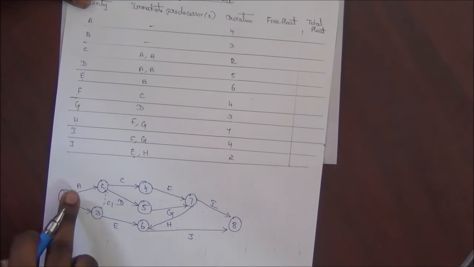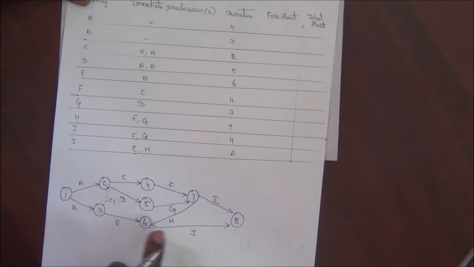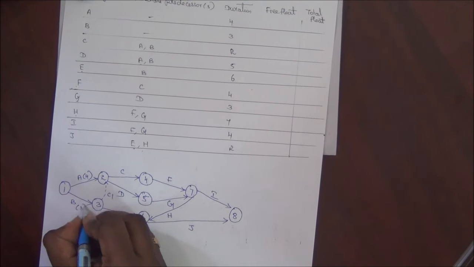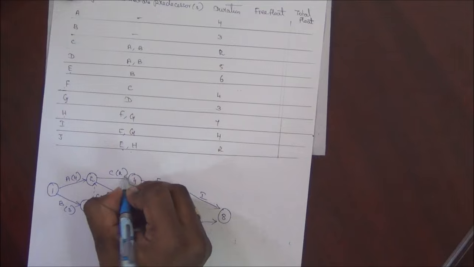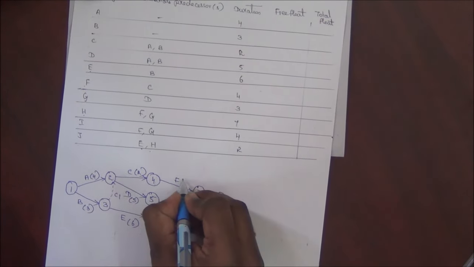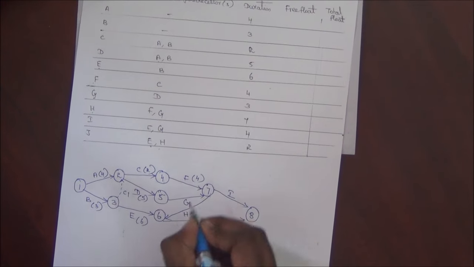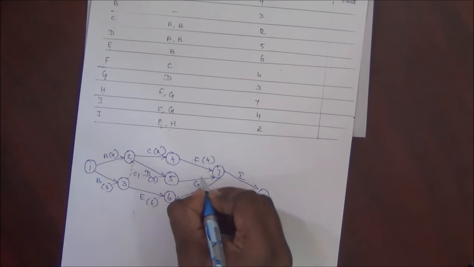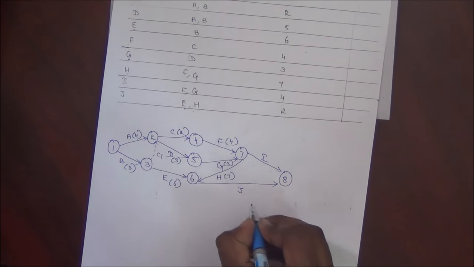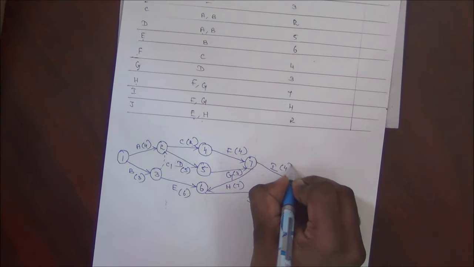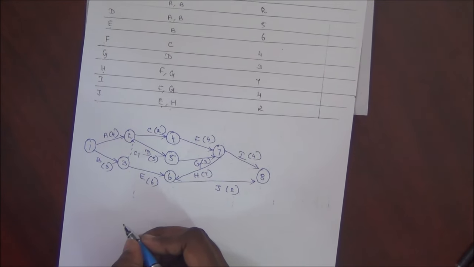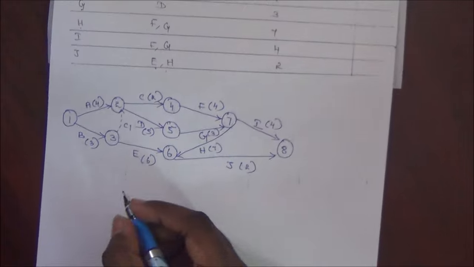We have to write the duration of each activity along with their names. So A4, B3, C2, D5, E6, F4, G3, H7, I4 and J2. Now we have to calculate the earliest start time as well as the latest completion time.